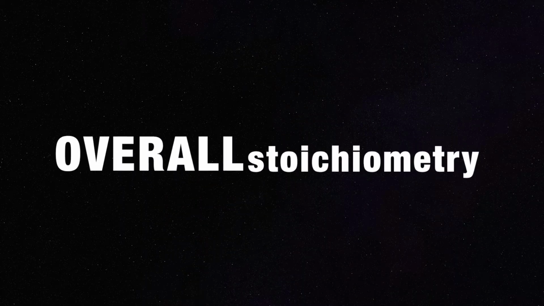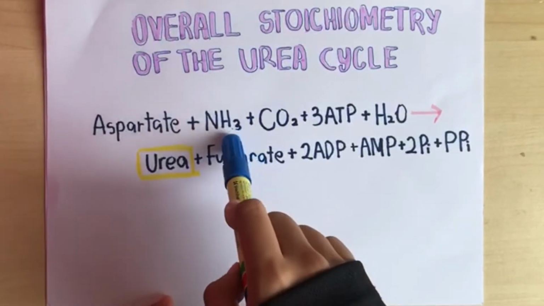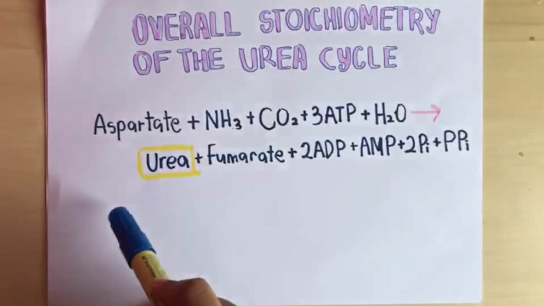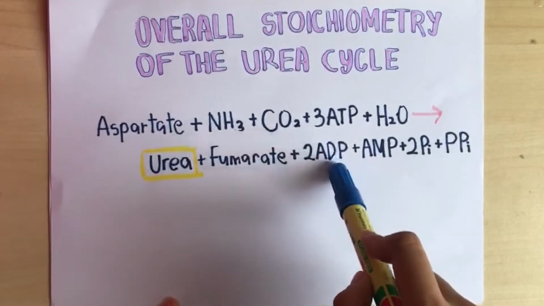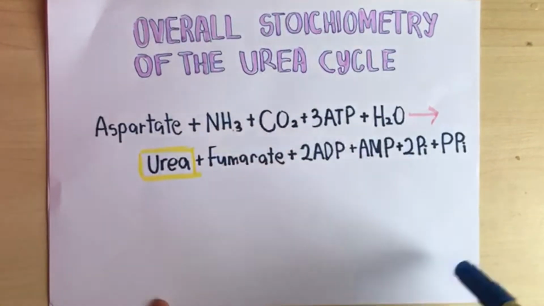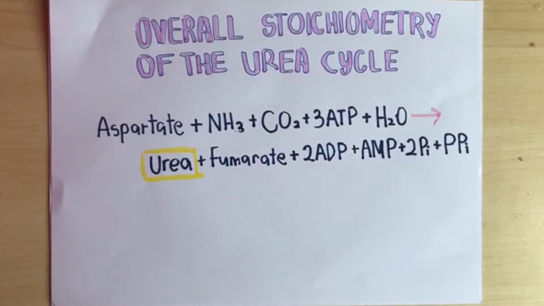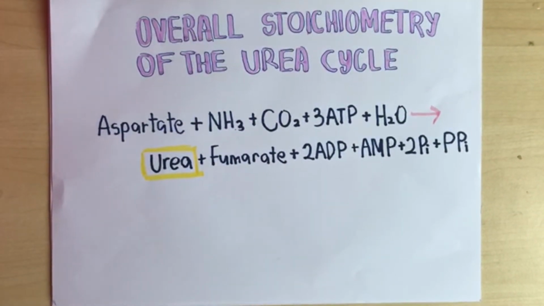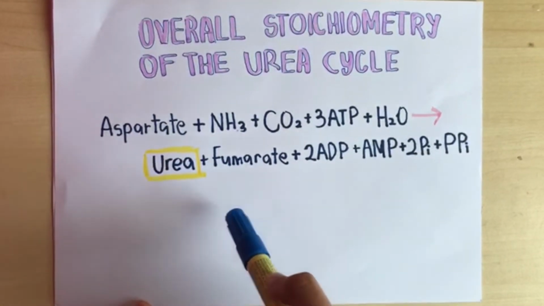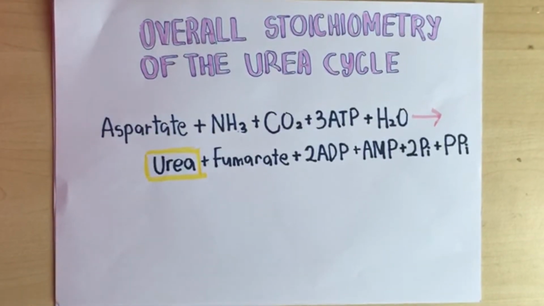So this is the overall stoichiometry of the urea cycle. It requires aspartate to react with ammonia, carbon dioxide, 3 ATP, and water to produce urea, fumarate, 2 ADP, AMP, 2 phosphate groups, and pyrophosphate. This equation is irreversible because 4 high-energy phosphate bonds are consumed in the synthesis of each molecule of urea. If the urea is not excreted properly, it will accumulate in our body and can cause diseases, such as hyperammonemia.